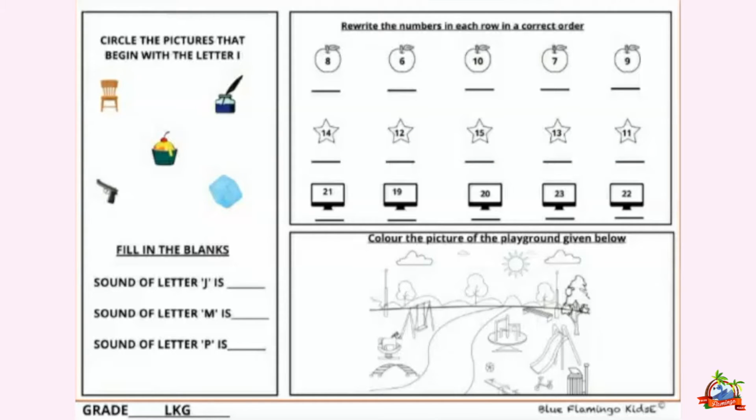The first question is, circle the pictures that begin with the letter I. What we have to do is, we have to circle the picture that begins with the letter I.